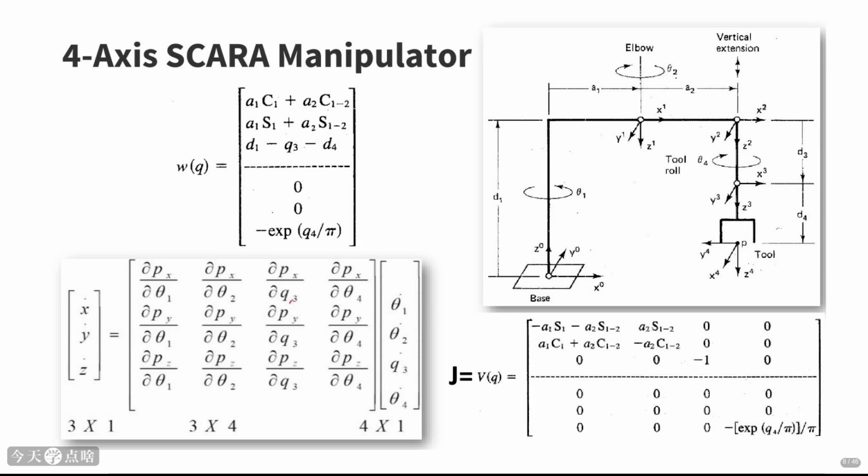Now, the Jacobian. This is the 6x4 matrix J of q. It's a bit bigger than the 2R case because we're dealing with 6D space, 3D position, 3D orientation, and 4 joint variables. The structure is similar. The top 3x4 part relates linear velocities to joint velocities, and the bottom 3x4 part relates angular velocities to joint velocities. Calculating this Jacobian requires careful differentiation of the elements of w of q with respect to each joint variable qi. This matrix is key for controlling the SCARA robot's motion.